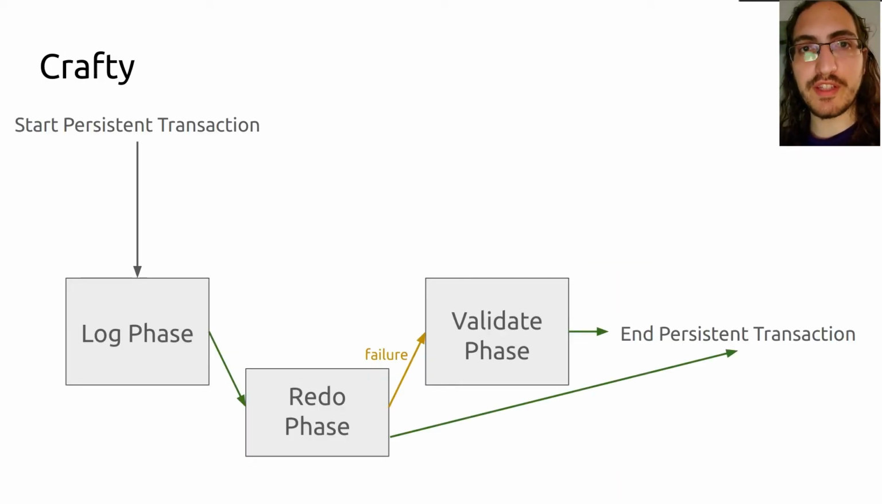If the redo phase is successful, Crafty can end the persistent transaction. However, if it fails, additional work is required. One important insight here is that the redo phase can fail even when persistent transactions did not actually conflict with each other. To capture such cases, Crafty uses the validate phase.